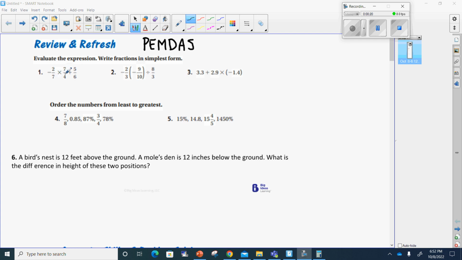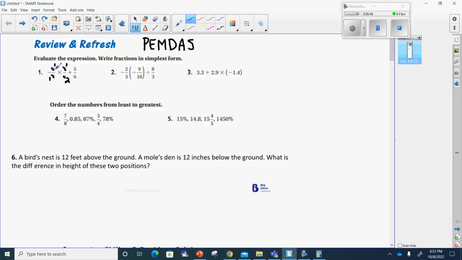Since both of these are divisible by 7, I could take 7 divided by 7, leave 1. I can also take 4 and 2 and say that they're both divisible by 2. So I'm going to take 2 divided by 2, and that leaves me 1. And 4 divided by 2, that leaves me 2.